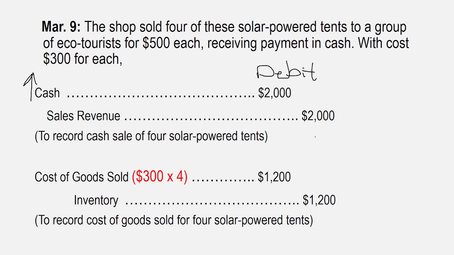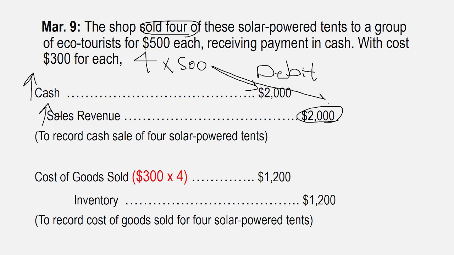So cash is increased by $2,000. An increase in cash or assets is considered a debit. Okay, continuing, they simultaneously credit the sales revenue account for the same amount, recognizing the revenue generated from the sales. So simultaneously, this amount is increased by $2,000. We sold four, each $500. 2,000 debit, 2,000 credit. Debit for cash, credit for sales revenue in level 1 to record the revenue from the sales.